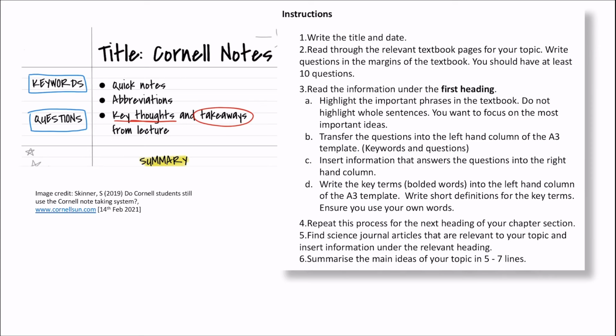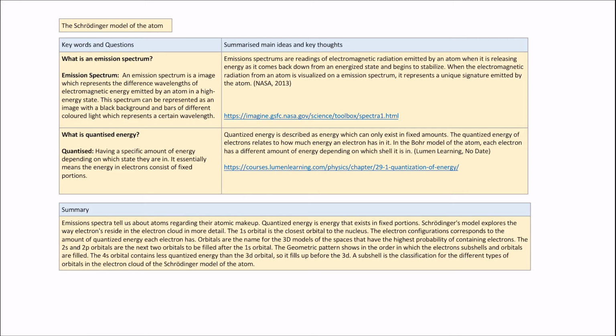If you look at the Cornell notes and the ideas behind them, it's basically dividing the page up into columns, where on the side they've got the questions that they're phrasing about their notes, and keywords, and then quick notes. And here are some instructions that we gave to the students, just stepping out to the students what they need to do. And then this is an example of a student who was doing their research task on the Schrödinger model of the atom. They were using both their textbook and also articles beyond their textbook to find out more about these two questions, emission spectra and quantized energy.